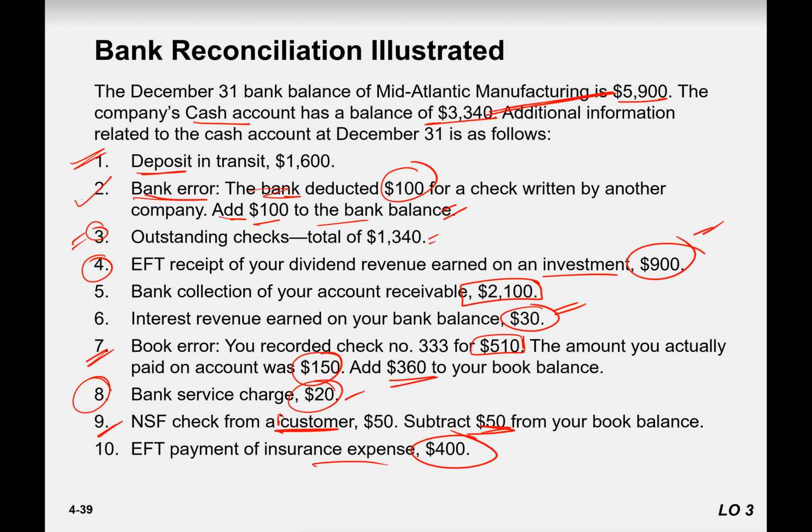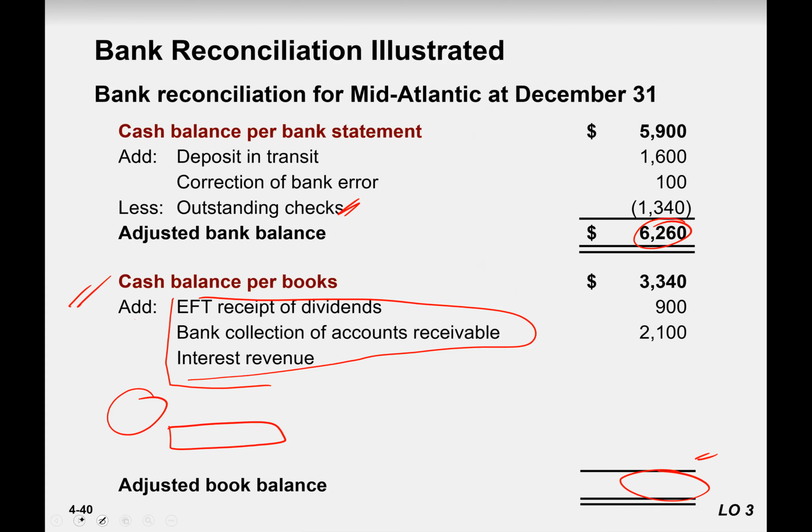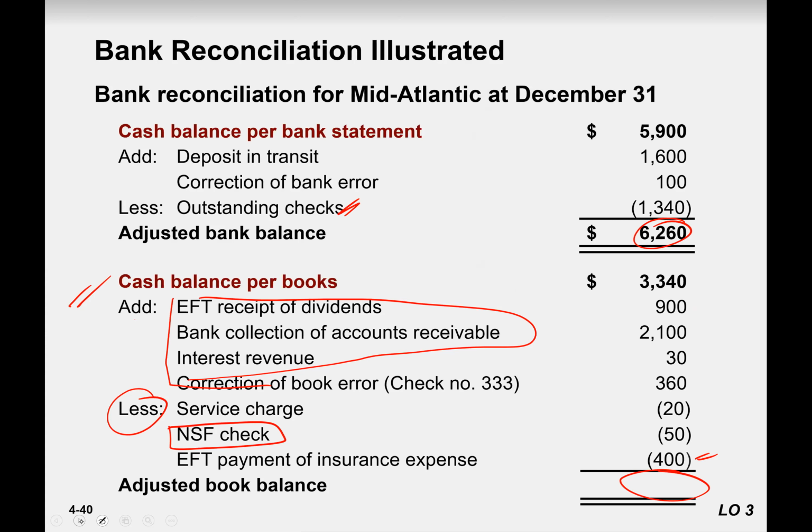The NSF check from the customer, right? If you issued an NSF check, then the treatment would be the opposite. And also, all the electronic payments, you subtract that one. That's it, right? So these are the bank reconciliation statement.